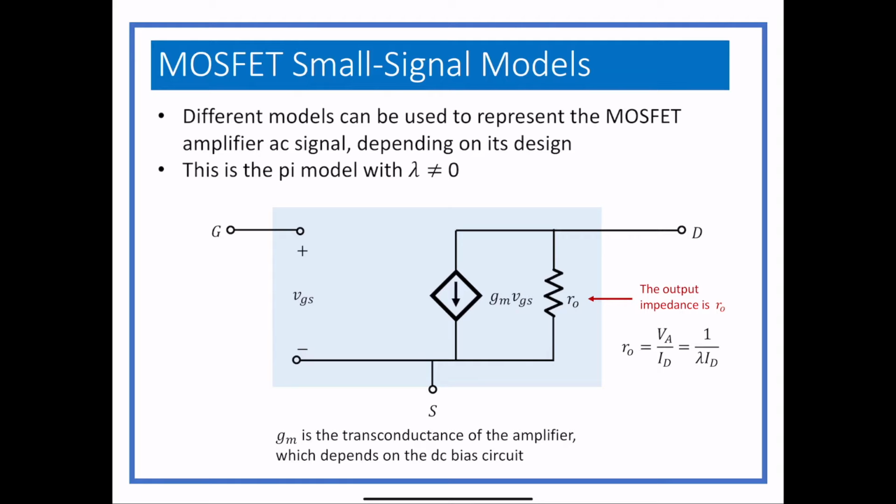Remember, when lambda is not 0, we have the channel length modulation being equal to something, and that gives us an output resistance. That output resistance runs from the drain to the source, and we can figure that out either if we know the A or if we know lambda, and then we need to know the DC current. So that's one thing that ID is used for in the model, is to figure out what RO is.